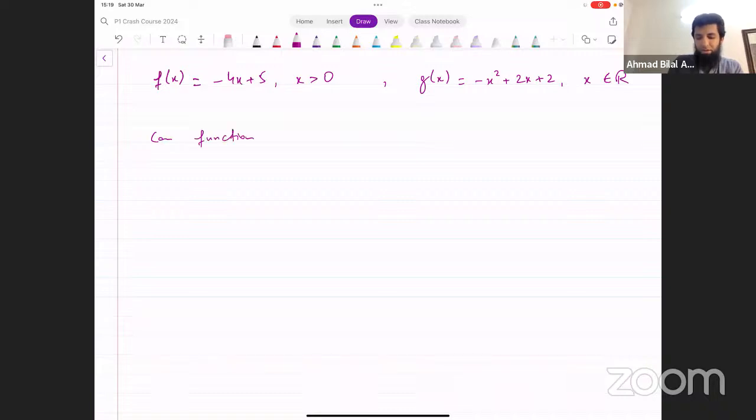Can function f g of x be formed or not? Is it possible to form that function, or is it not possible to form that function? That is what we want to understand. Okay. Now, how do we understand this? For this, we first need to understand how composite functions are evaluated, how composite functions work.